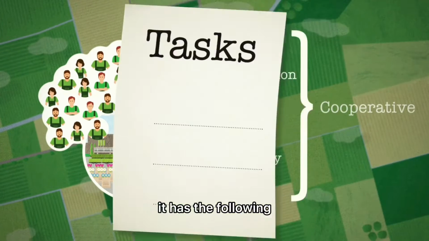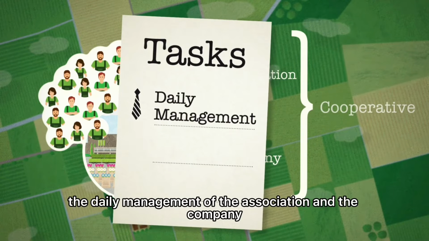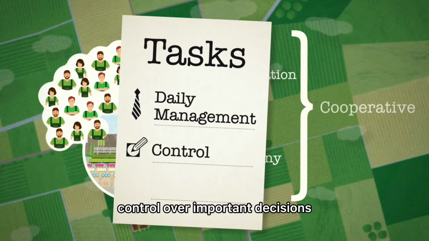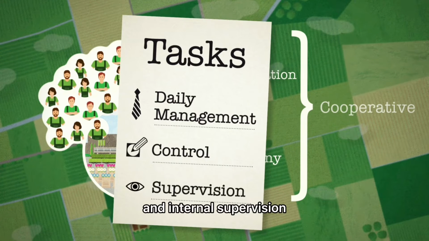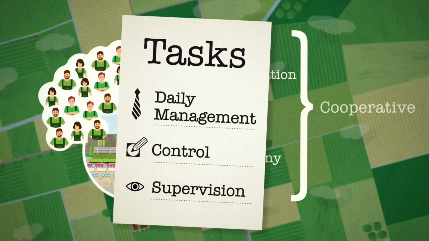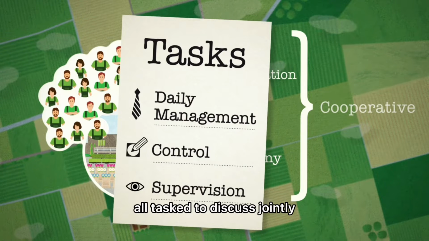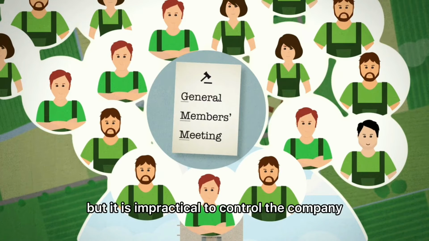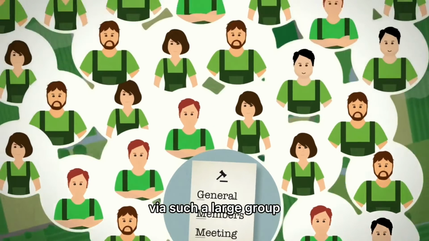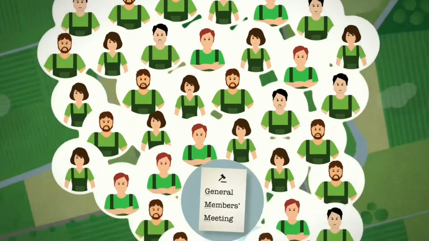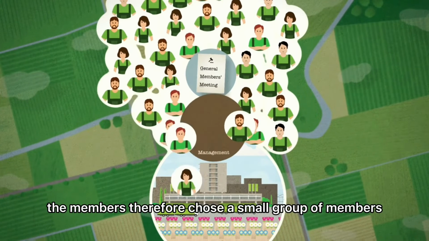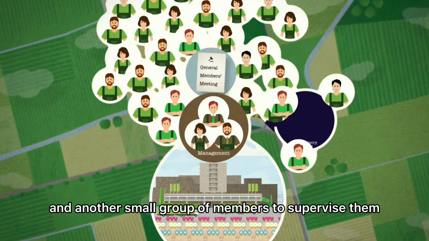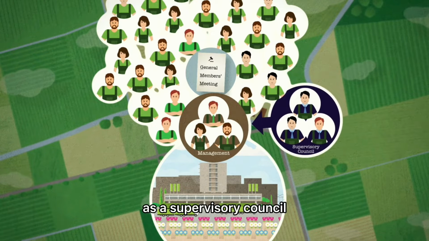It has the following tasks: the daily management of the association and the company, control over important decisions, and internal supervision. All tasks are discussed jointly by the members of the General Members Meeting. But it is impractical to control the company via such a large group. The members therefore chose a small group of members to take on the daily management and another small group of members to supervise them as a supervisory council.